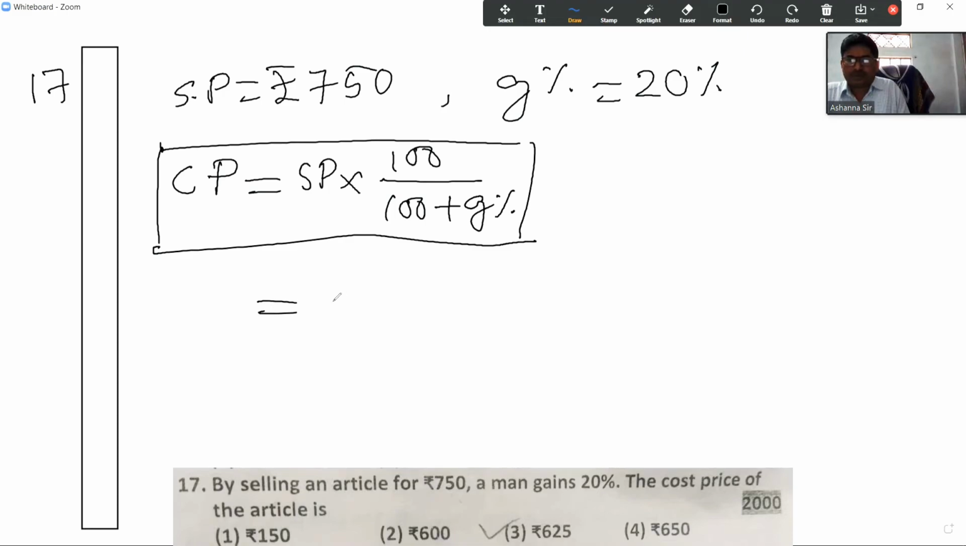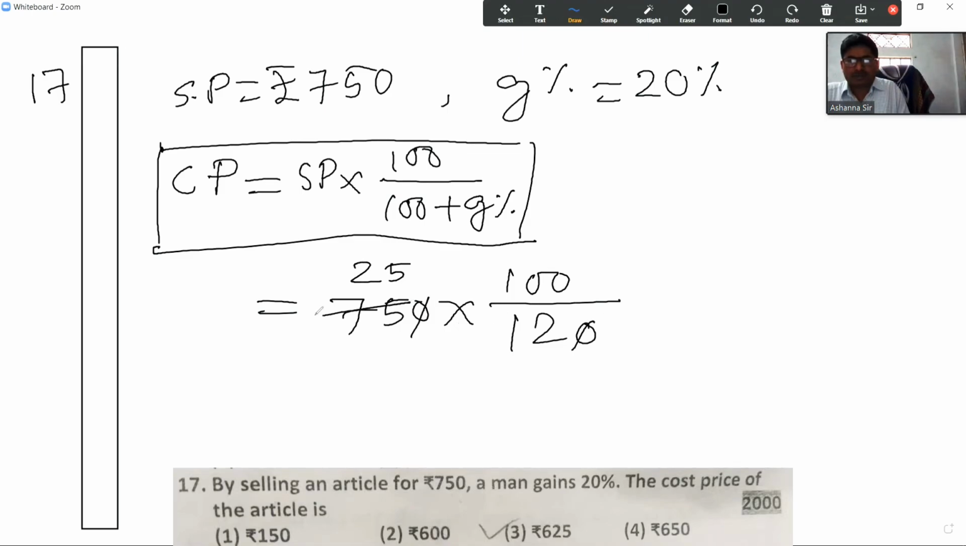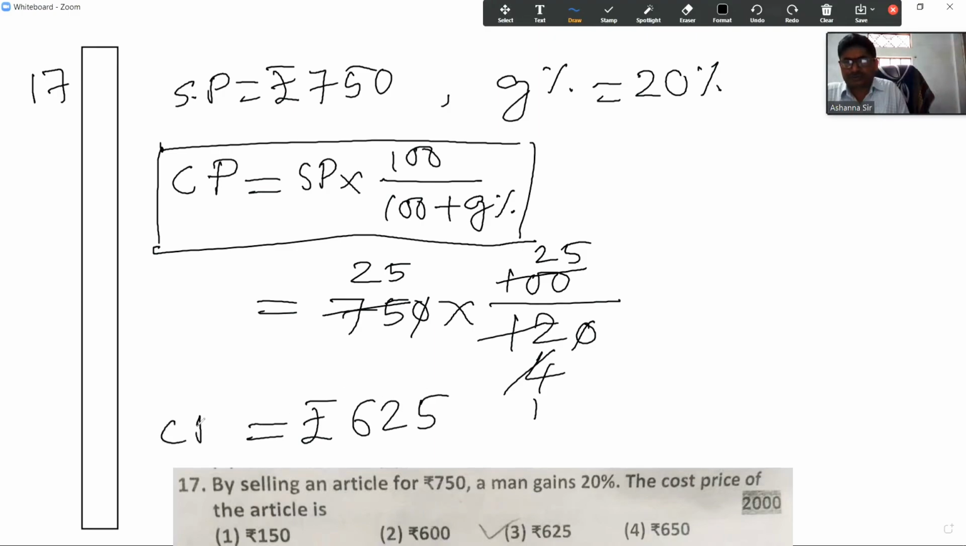Selling price here we have 750, into 100 by 100 plus gain percent 20, that is 120. The zeros get cancelled. 5 threes are 15, 75... 3 fours are 12, 4 ones are 4, 25 times 25 is 625 rupees. The 625 rupees is the cost price. So option 3.